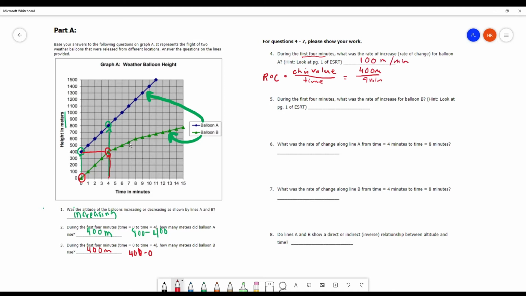Delightful. Now how about for B? We use the same equation. The change we have right here, and the time is still 4 minutes. I think you can do this one on your own.